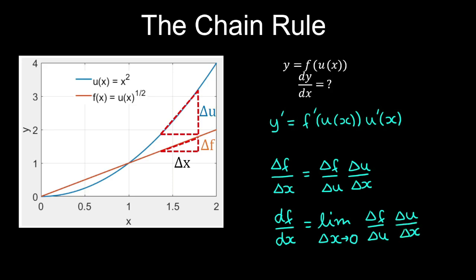And we can split this up into two limits using the product rule for limits. And we can see that as delta x approaches 0, delta u also approaches 0. So therefore the derivative of f with respect to x, which is the same as dy/dx, is equal to dy/du by du/dx.